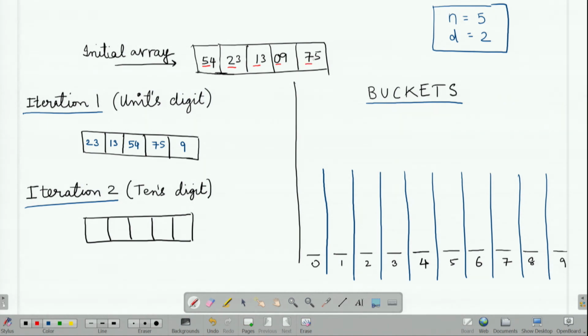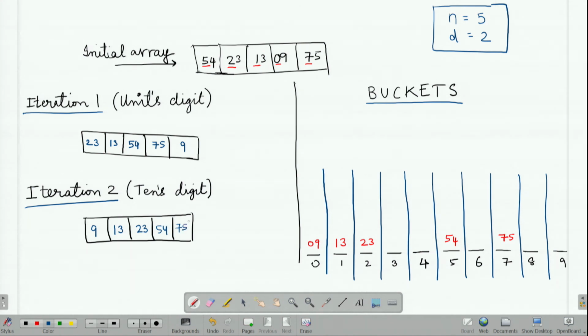Putting them into the buckets, 54 goes into 5, 23 goes into 2, 13 goes into 1, 9 goes into 0, and 75 goes into 7. Once again, following our left to right and FIFO manner, we fill in the numbers into the final array as so. 9, then we take 13, 23, 54, and 75.